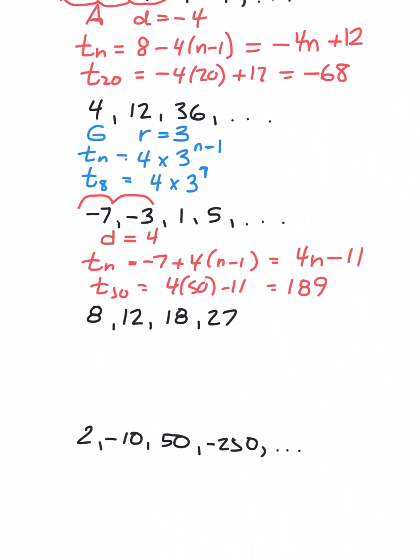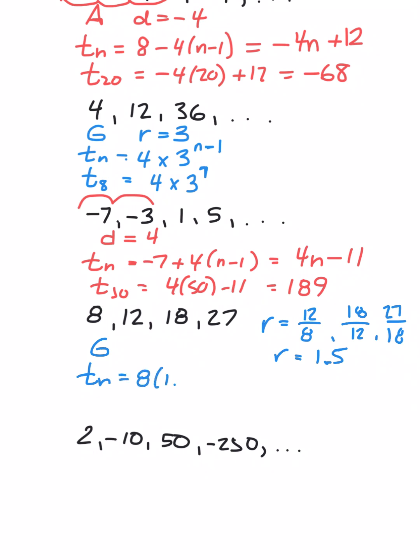Skipping down here, the 8, 12, 18, 27, definitely not arithmetic. You don't have the same difference. So what I would do to find this ratio is divide your terms: 12 divided by 8, or 18 divided by 12, or 27 divided by 18. In every case, you would get 1.5. That means it is geometric. The ratio is 1.5. So my formula would be 8 times 1.5 to the n minus 1 power. And when I'm asking you to find the 12th term, we're going to take 8 times 1.5 to the 11th power. And again, I'll let you do that on your calculator.